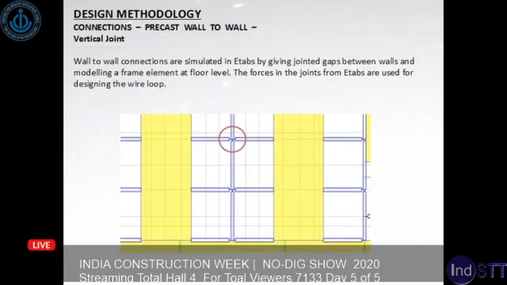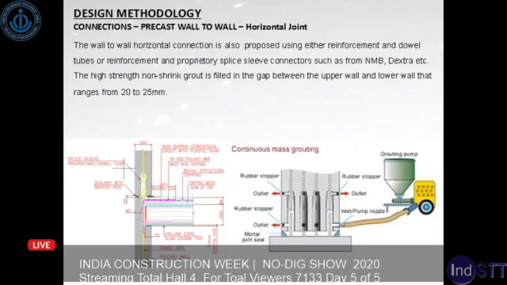Then comes wall-to-wall vertical joint. They are similar to knee tabs as already explained. And precast wall-to-wall horizontal joint is equally a very important connection, and they are very similar to how the column-to-column connection is made using either reinforcement and dowel tubes or the reinforcement and proprietary splice sleeve connectors, such as from Dextra. The grout is filled in the gap, as you can see, it's filled from the bottom and it comes out from the top.